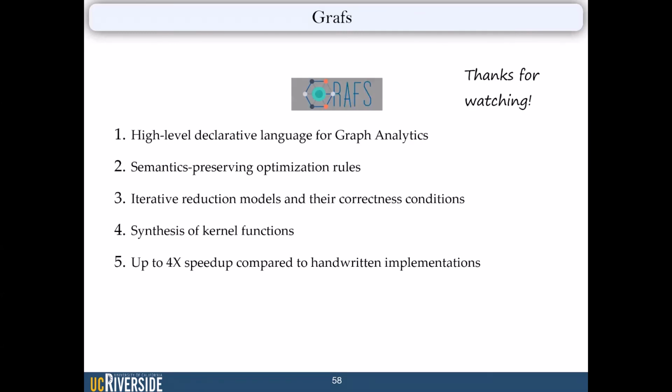Wrapping things up, I presented Grafs, a high-level declarative language for graph analytics. It features semantics-preserving optimization rules. We have modeled iterative reduction models and their correctness conditions. Using the correctness conditions, Grafs synthesizes kernel functions, and finally our results on fused programs showed up to 4 times the speedup compared to the handwritten implementations.